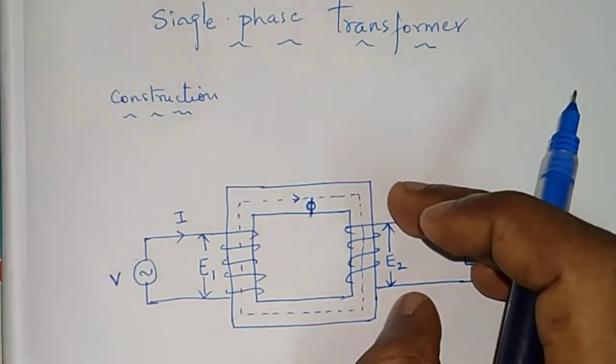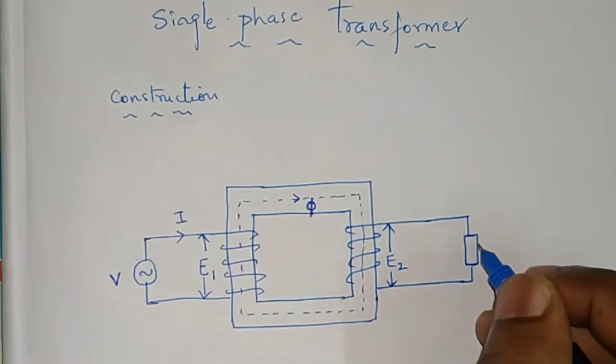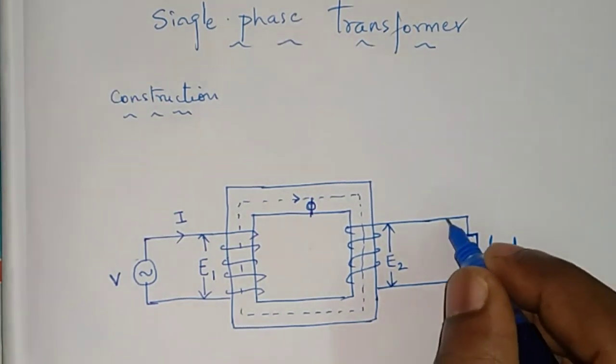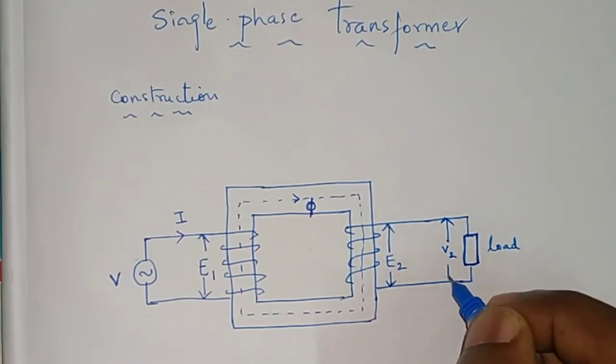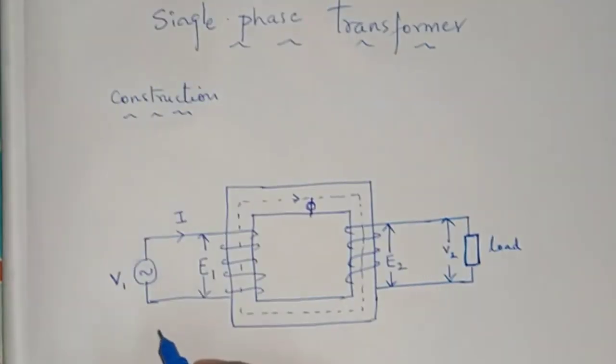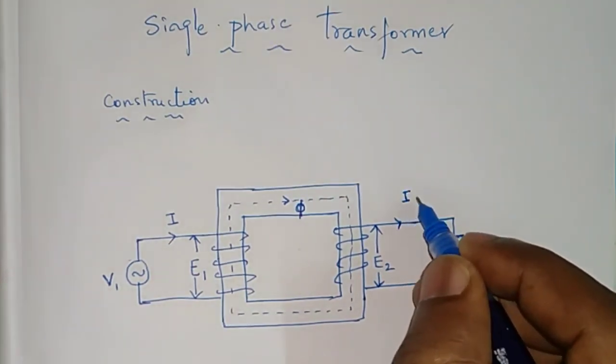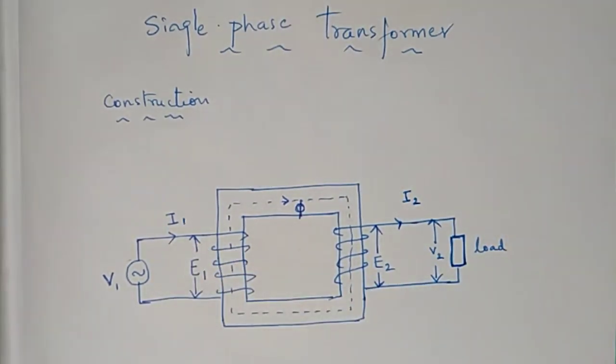Now because of this EMF induced, there will be some voltage across the load. This is nothing but load, output side. So there will be some voltage across output side. The primary side I will take as V1. V1 is supply voltage. V2 is the output voltage. So current will be there in the secondary side. I1 will be primary side current. I2 will be secondary side current.